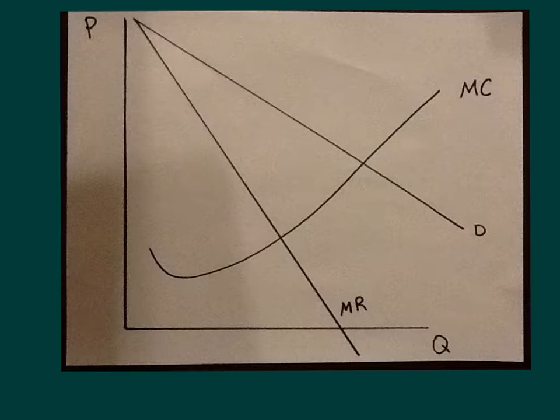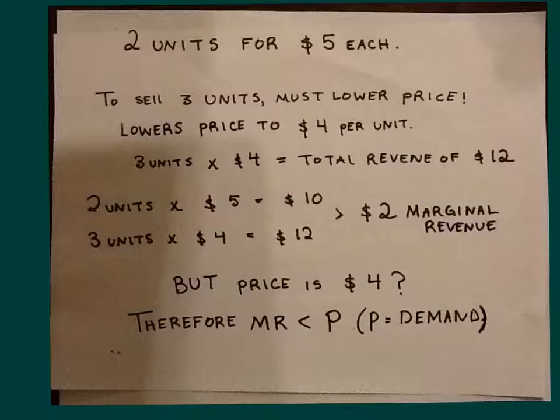Next, you can see that we have added two new curves. One curve is the demand curve, which is downward sloping as usual, and the second curve is the marginal revenue curve. To understand why the marginal revenue curve is under and different from the demand curve, we will look at an example.